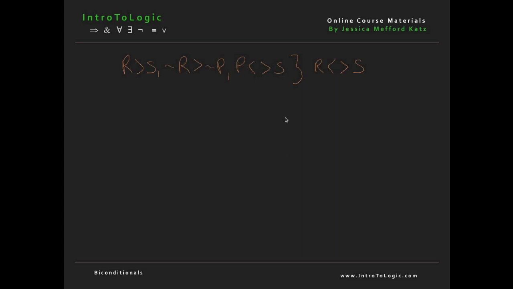Okay, so here's a good example for practicing biconditional introduction and biconditional elimination. Now, of course, the first thing we're going to do is draw our scope line and write our assumptions. We have if R, then S. If not R, then not P. P, if and only if S. And our conclusion at the bottom, R, if and only if S.